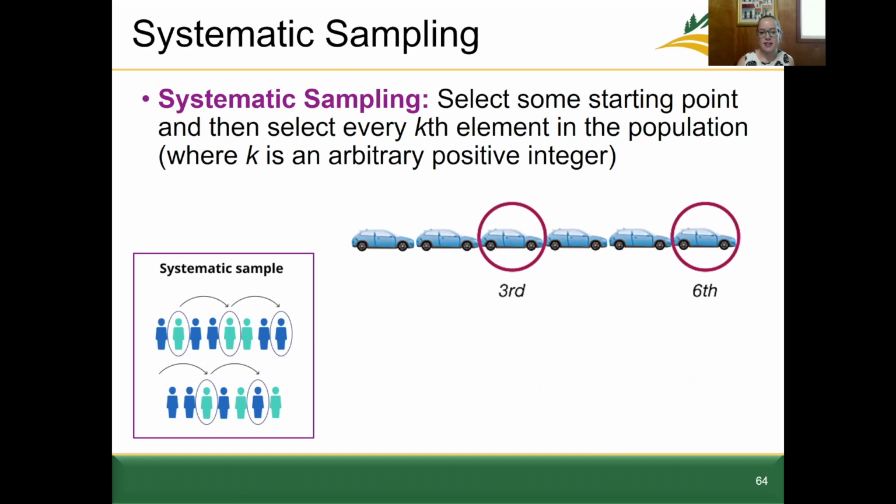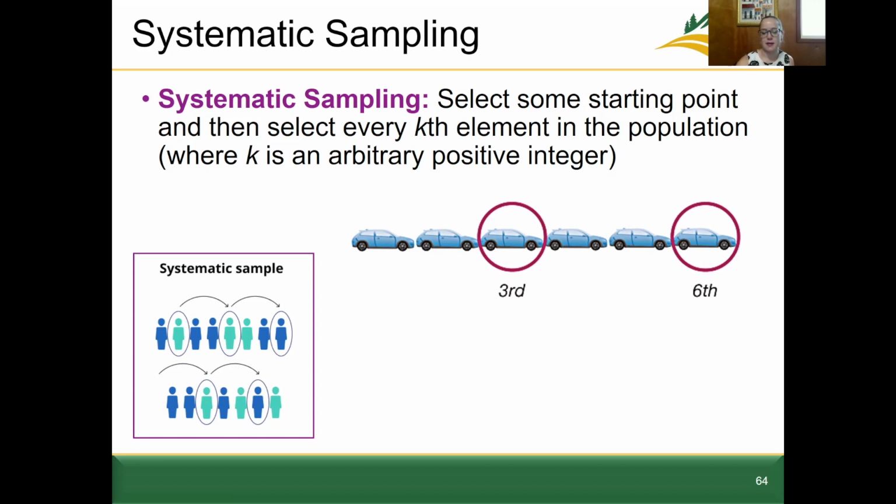So we have systematic sampling. We select some starting point, then select every kth element in a population, where k is an arbitrary positive integer. Let's look at this example to have it make a little more sense. If we have a row of cars, we end up wanting to select every third car. Okay, so that's where that kth comes from. Just any positive integer. In this case, it's every third car. So 1, 2, 3, we select that one. 4, 5, 6, we select that one. And again, here's another pictorial representation of this kind of sampling.